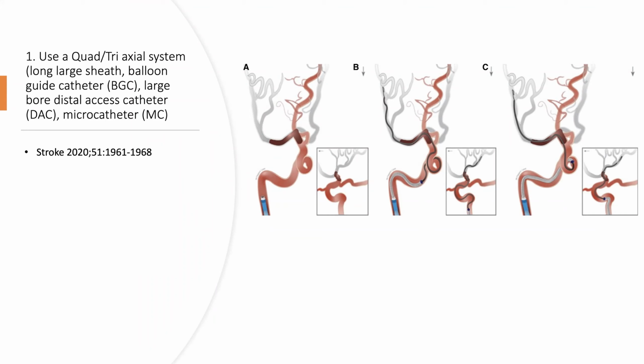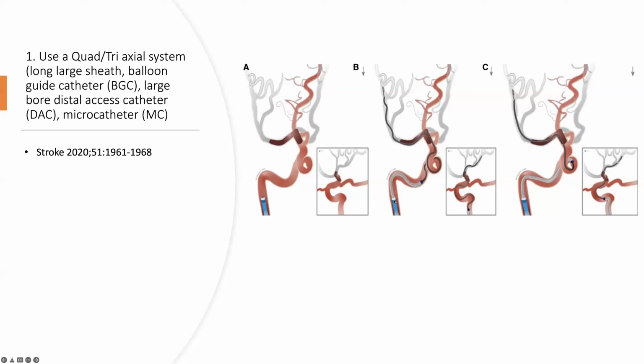One, like I told you before, you want to use a quad or a triaxial system: a long sheath, then a balloon guide catheter, then a large bore distal access catheter, then a microcatheter. So in this diagram, in A, you put a 9 French 70 cm in the common carotid artery and the balloon guide catheter up in the ICA. This is the thrombus within the M1 segment, extending into the proximal supraclinoid segment.